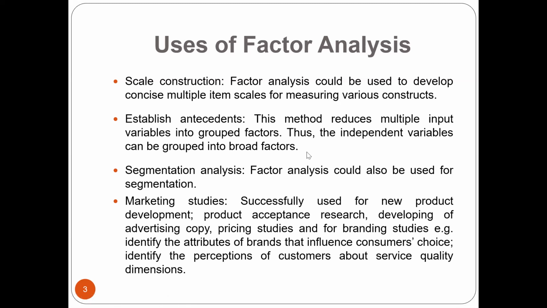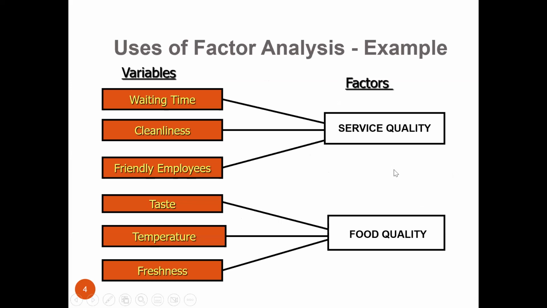Yeah. So one of the major uses, or a very simple example of factor analysis, is what we meant. If you are trying to find out the different dimensions on which you are judging the quality of a restaurant, you have variables like waiting time, cleanliness, friendly employees, and you have taste, temperature, and freshness of food. You group them into two groups of factors. One is service quality, which is talking about the service, and another is quality of food, or food quality. A very simple example of factor analysis.